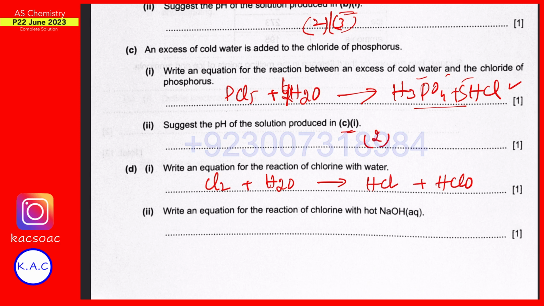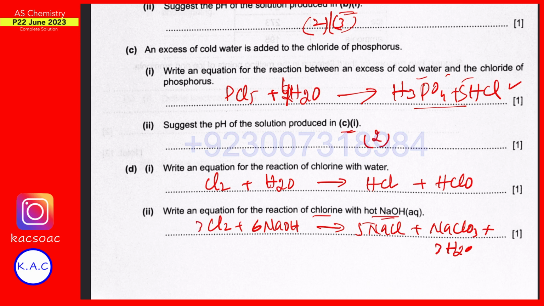Write an equation for the reaction of chlorine with hot NaOH. Cl2 plus NaOH goes to. With hot NaOH, number 1, NaCl is formed, number 2, NaClO3 is formed, plus H2O is formed. So basically, how to balance this equation? I think 5 over here, 6 over here, and 3 over here, and 3 over here. I think this is the balanced equation. Yes, it's balanced.